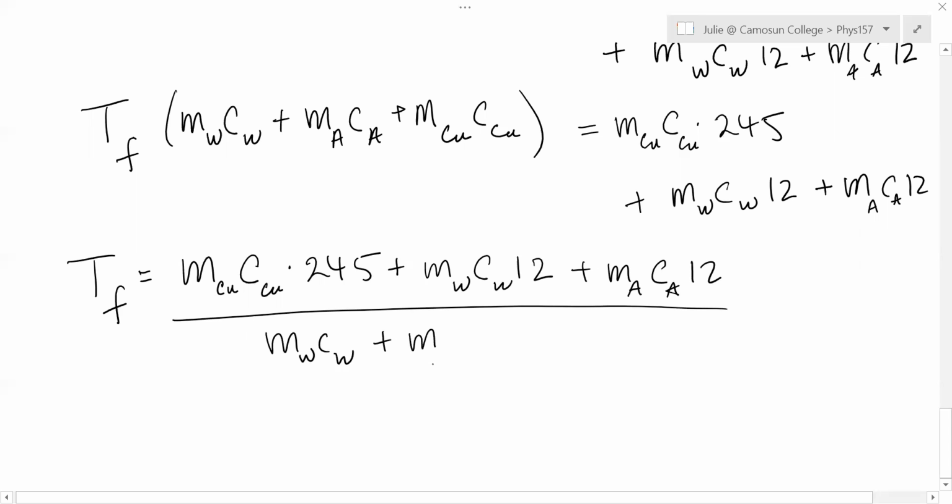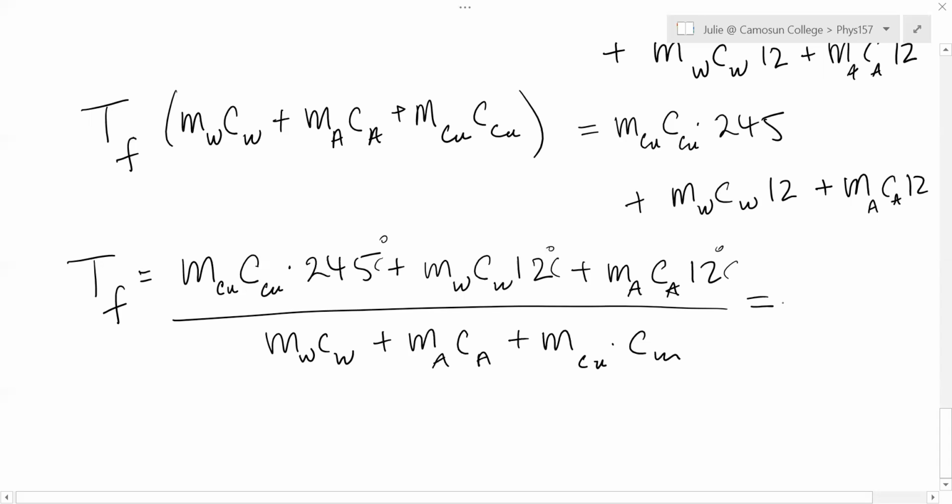Now you cannot cancel anything here. The M's and C's don't cancel. You have to multiply all this out. Okay, but you can see everything's positive. You can see the units. The MC units at the top cancel the MC units at the bottom, and you're left with these temperatures. These are temperatures, degrees Celsius, degrees Celsius, degrees Celsius. Your answer is going to be in degrees Celsius.